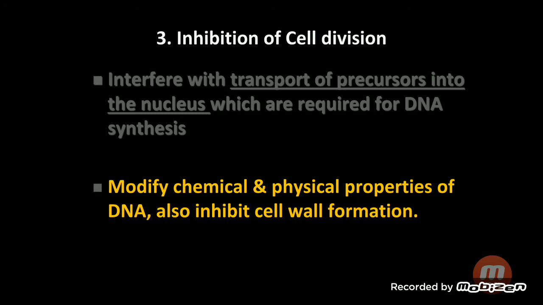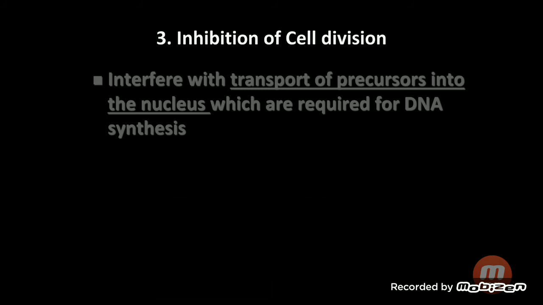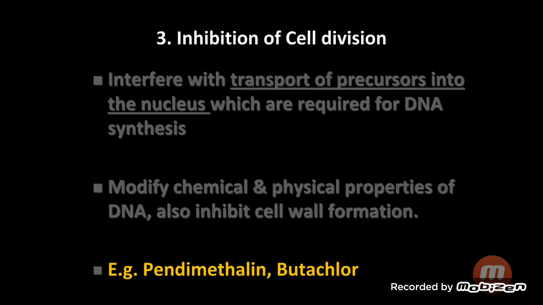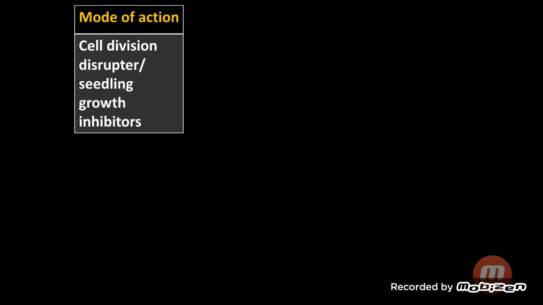They modify the chemical and physical properties of DNA. They also inhibit the cell wall formation. So, which are these herbicides? Pendimethalin and butachlor. Pendimethalin, Stomp; butachlor, Machete. These are the herbicides. How does the mode of action take place?